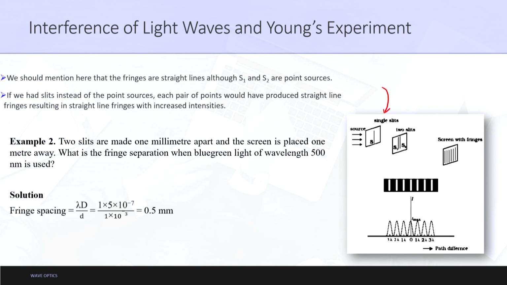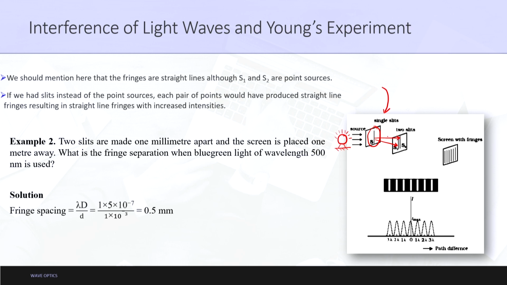A source is being kept here. Let us suppose the source is a bulb. It is emanating light, and that light goes to a single slit here. Then, because the single slit is used, that light moves toward the two slits known as S1 and S2, and the phase is always locked.